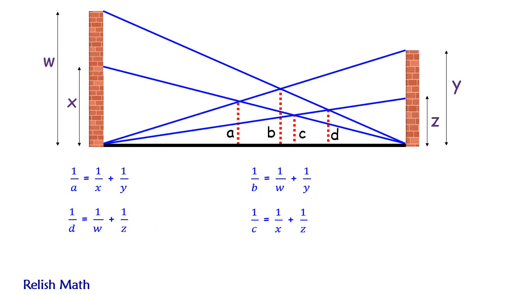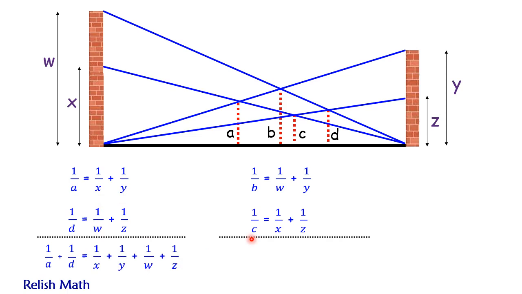Let's realign these observations and see if we add these two equations here on the left side. What we'll get is LHS is 1 upon A plus 1 upon D and your RHS will be 1 upon X plus 1 upon Y plus 1 upon W plus 1 upon Z. Similarly, the second equation when we add, LHS is 1 upon B plus 1 upon C and RHS is this what you are getting. If you compare these two equations, you will find that the RHS is same, that's 1 upon W, X, Y and Z. Here also you have got 1 upon W, 1 upon X, 1 upon Y and 1 upon Z.